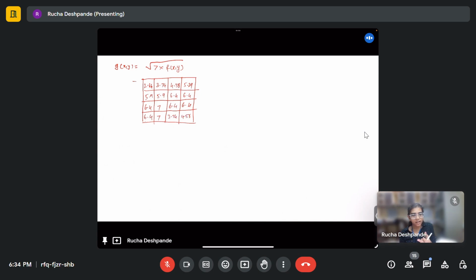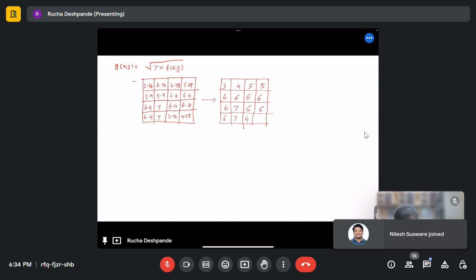I have calculated this from before. You can verify this. Here, when we round off these values, after the square root transformation, we will get an image which looks like this.